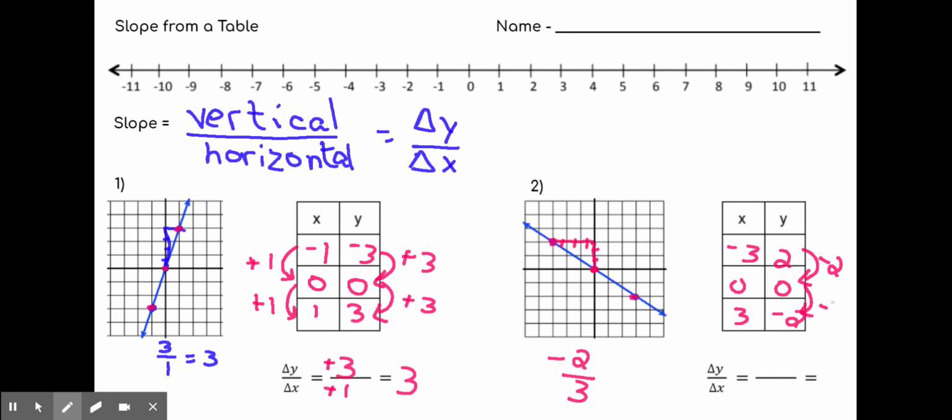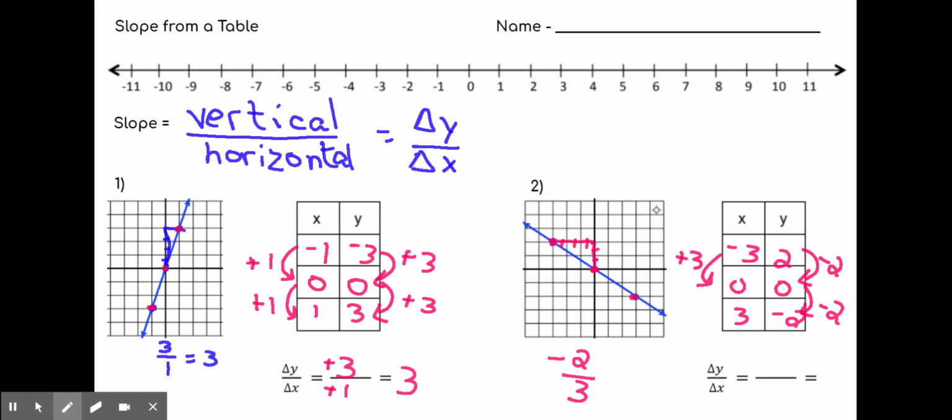So that is also negative 2. How do I get from negative 3 to 0? Well, negative 3 to 0, here's negative 3, here's 0. I'm going in the positive direction. 1, 2, 3 spaces. So I add 3.